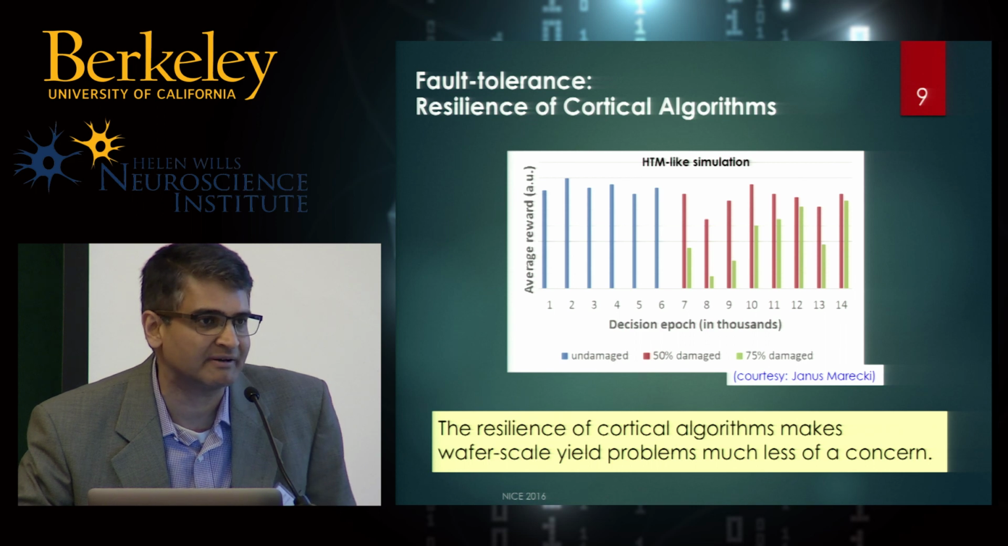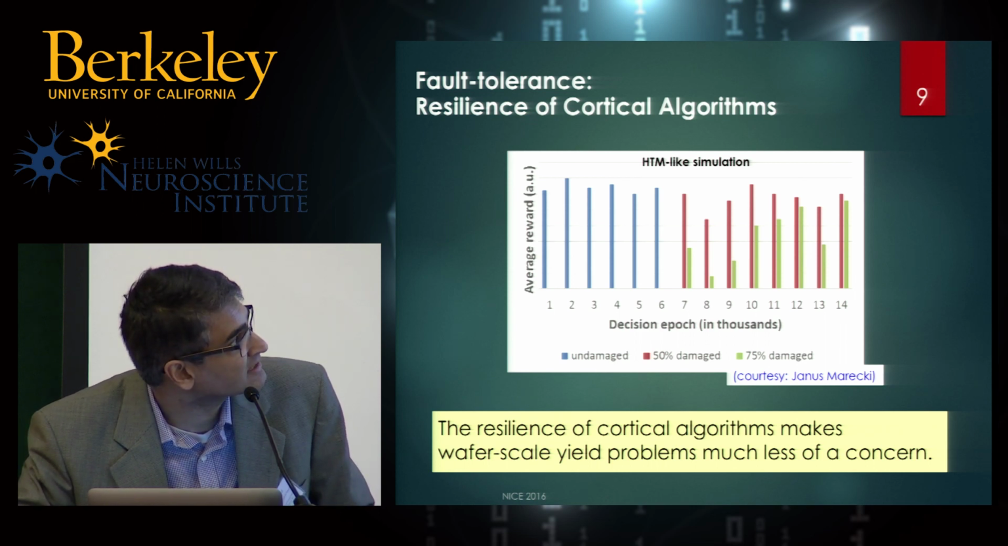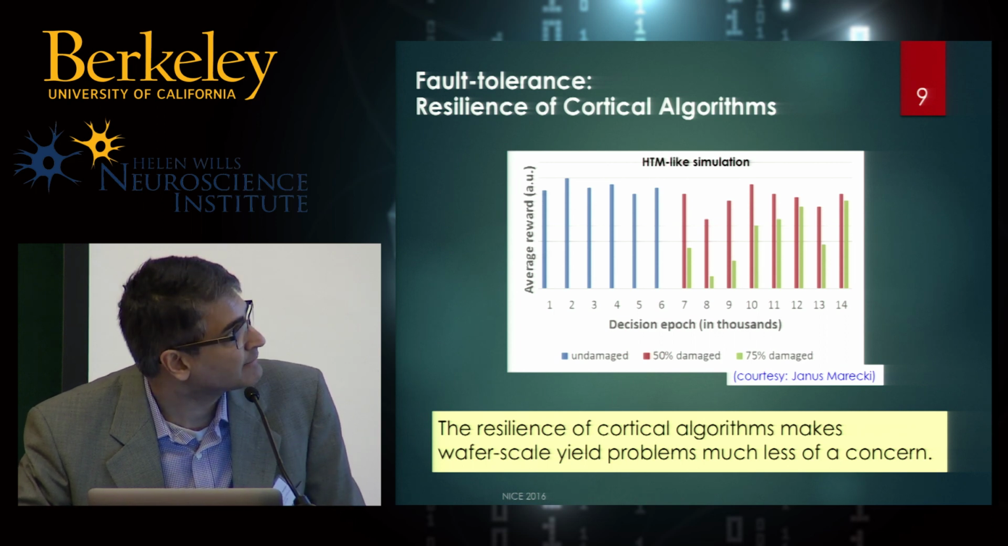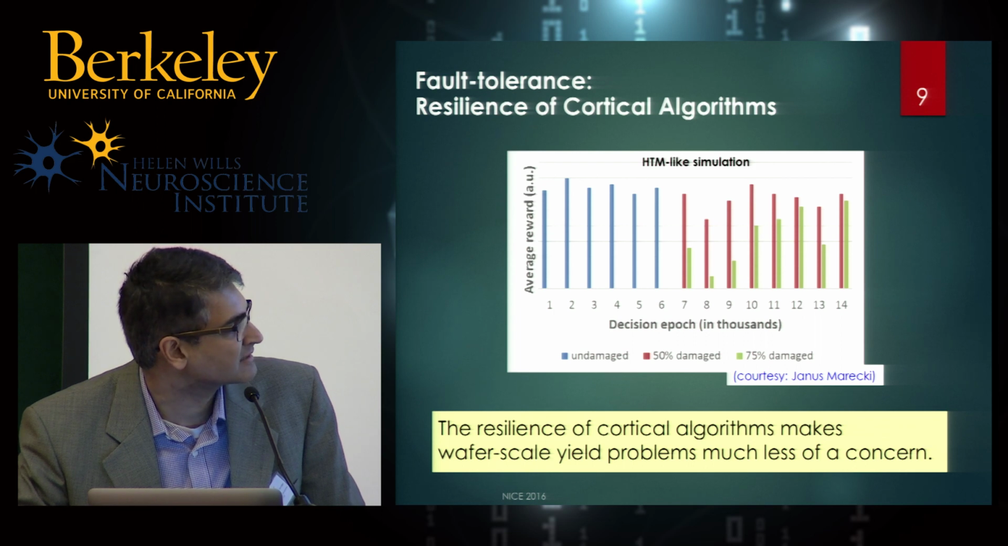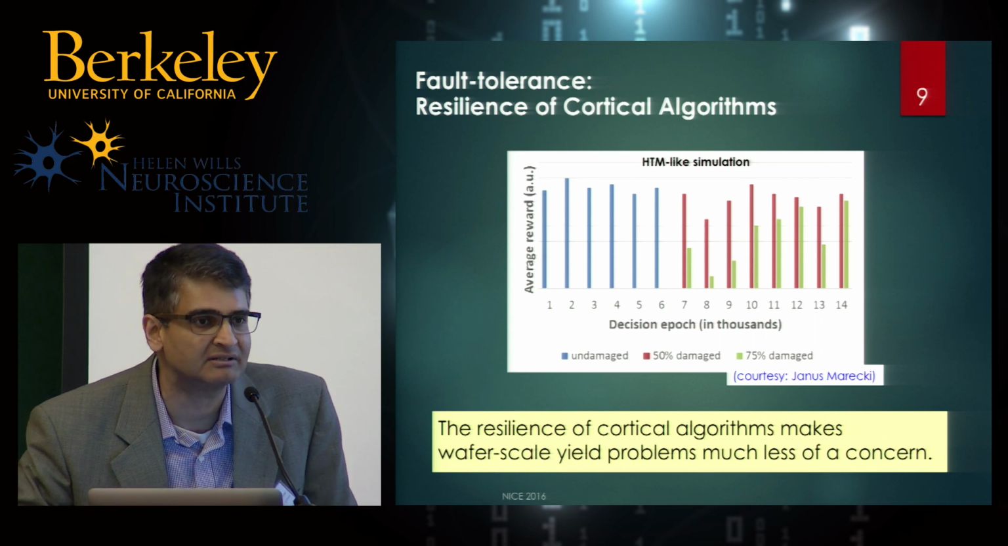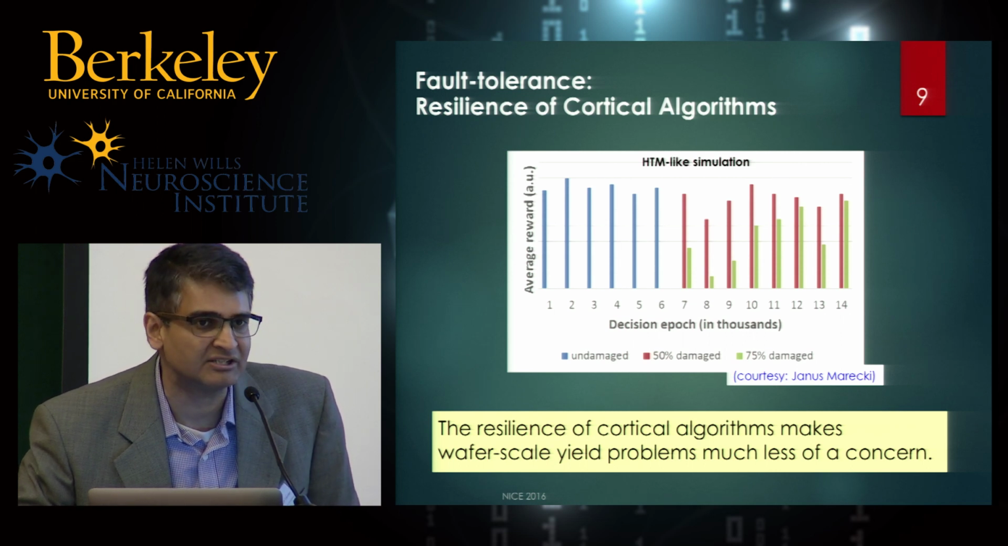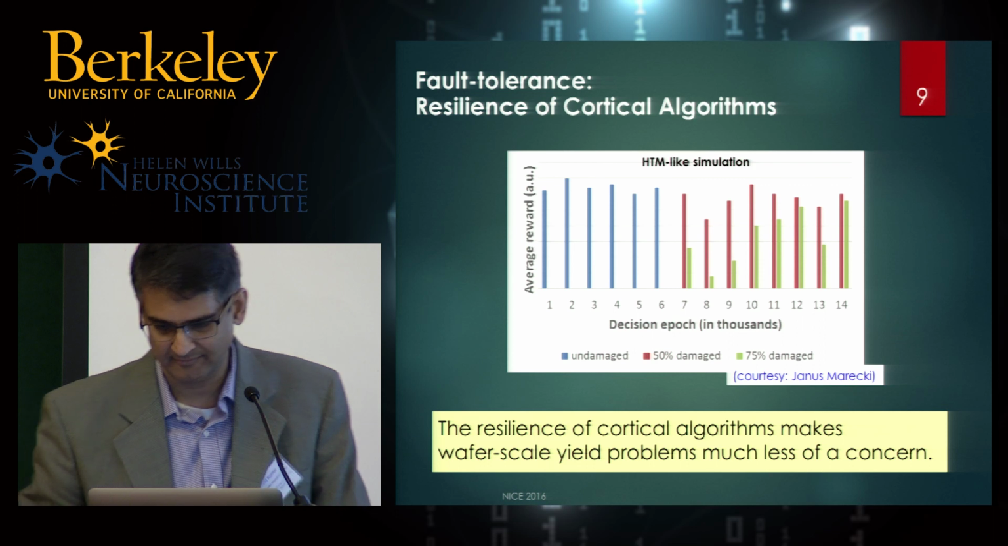What we wanted to see was whether the system could recover. And so there is an initial dip here, an initial break, but then the system is able to retrain itself, and then it recovers to almost the same level that it did before. And this is one reason why we think that the resilience of these cortical algorithms makes this wafer-scale yield problem much, much less of a concern. These systems can tolerate having some defects, and they will continue to work fine.